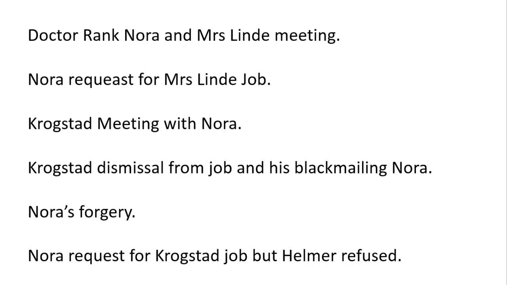Krogstad enters the house and he meets Nora. Krogstad says that your husband is going to dismiss me from the bank, and now he's blackmailing Nora. He says, "I know how you managed that money to save your husband's health in the past. It was a forgery. You have forged the signature of your father, and I am witness to it. If I tell all this to your husband, it will be very bad for you and for your children." Now Nora is worried about her life and her children and her husband.